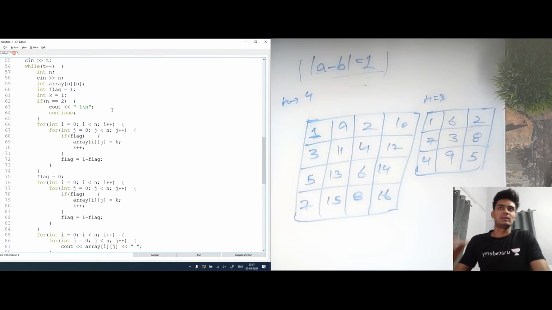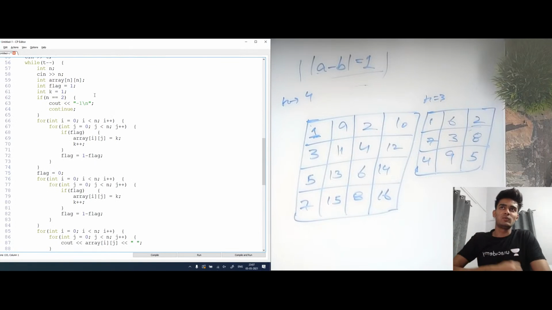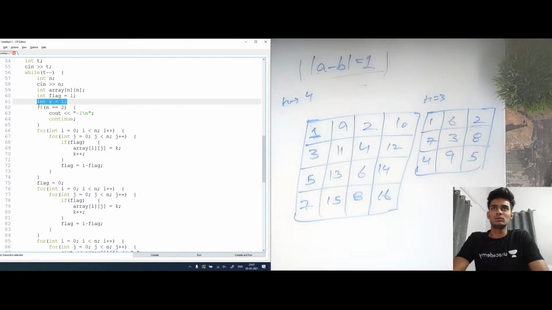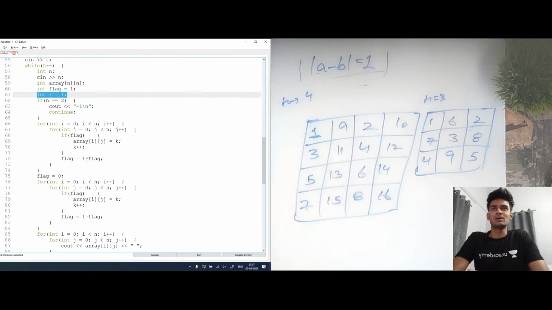Okay, so basically what I did was I made an array of n into n and I had a value of flag equals to 1. Now I had k equals to 1, which is the value that I'll be putting in every index. I have hard coded that if n equals to 2, we can just print cout minus 1, as we saw that for 2 we do not have an answer. Now let's come forward. I'm iterating in the array, and if my flag is 1, so right now my flag is 1, so basically array 0 0.